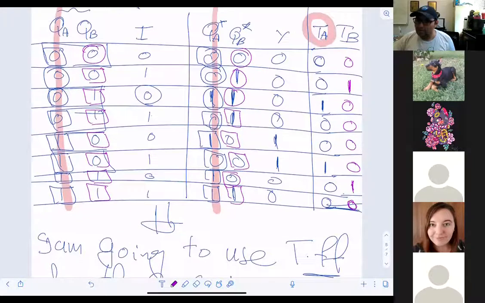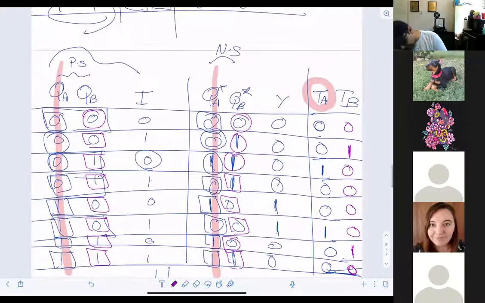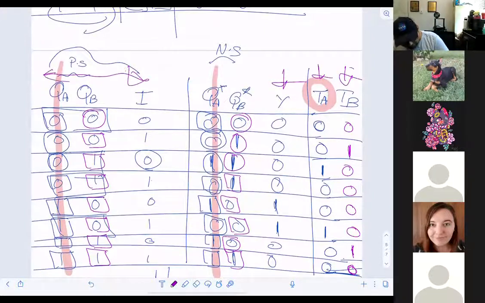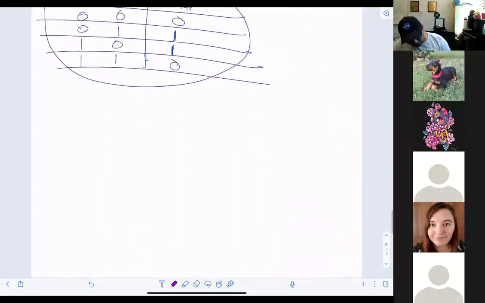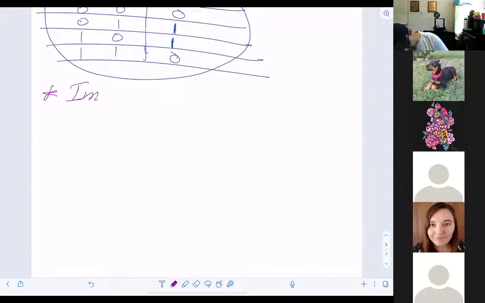So congratulations, guys. We already did TA and TB. How are we going to make the implementation? So what exactly are we going to implement? We're going to implement TA, TB, and Y based on those three. Perfect. So how many K-maps are we going to have? 3. 3, exactly.